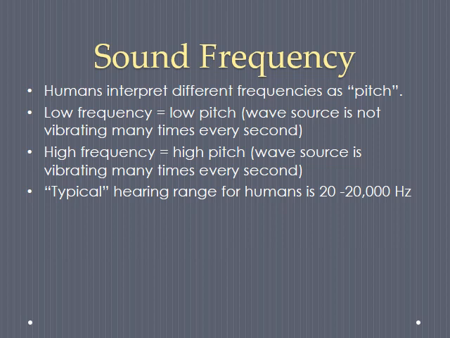So the first wave variable that we can detect and interpret is sound frequency. Humans interpret different frequencies as the pitch of the sound. So if you hear a low frequency sound, it's going to sound like a low pitch, low. So that's a wave source that is not vibrating very many times every second. The other end of the spectrum is a high frequency sound, which makes a high pitch, high.